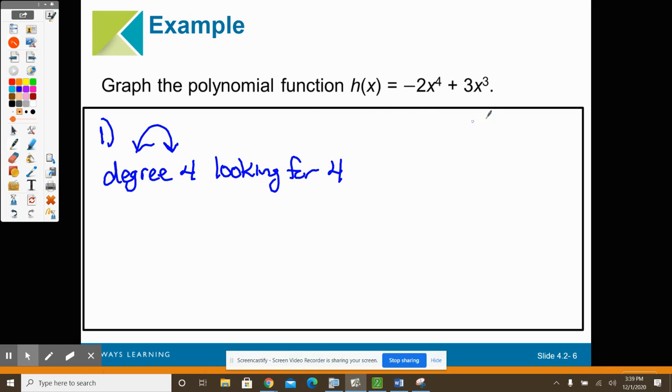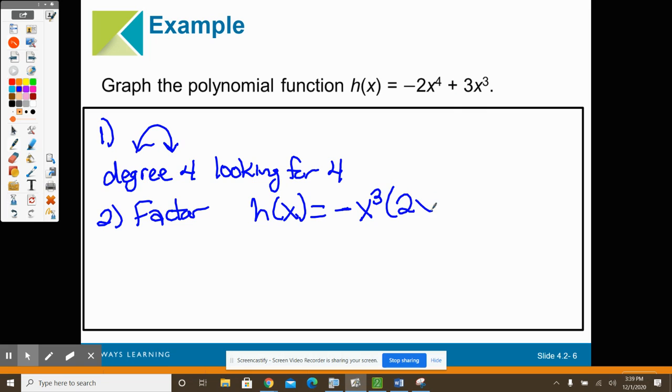So now I'm going to solve, hopefully by factoring. So let's see if I can factor that. And I can. There's a GCF. I'm going to go ahead and pull out the negative x to the third. That leaves me with a 2x and a plus 3. Double check because we just divided out negative 2x to the fourth. That'll be a minus 3x.